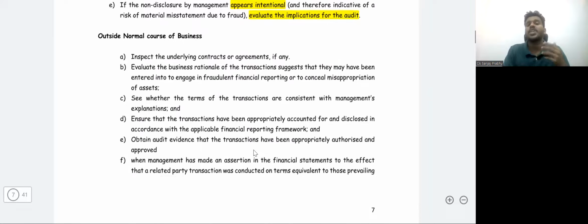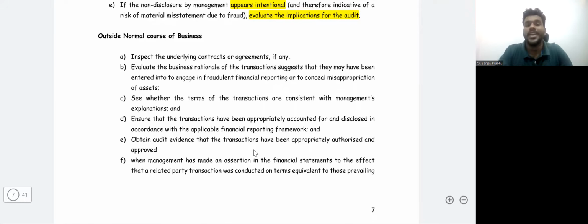Second topic, outside the normal course of business. What was the example I gave for outside the normal course of business? Normal discount is 5 to 10%. Now the entity has entered a transaction with a related party where the entity has provided a 50% discount, which is something outside its normal course of business. In such a situation, what should an auditor perform?